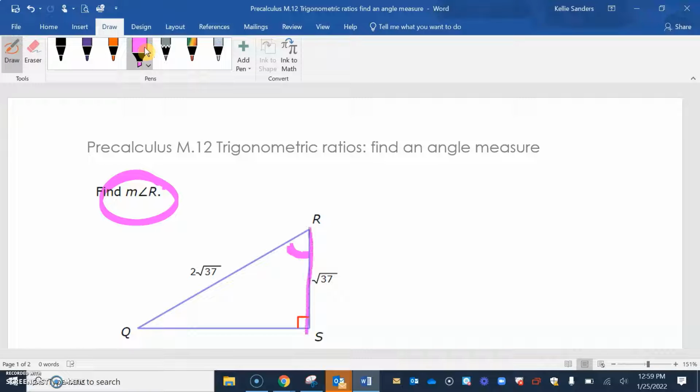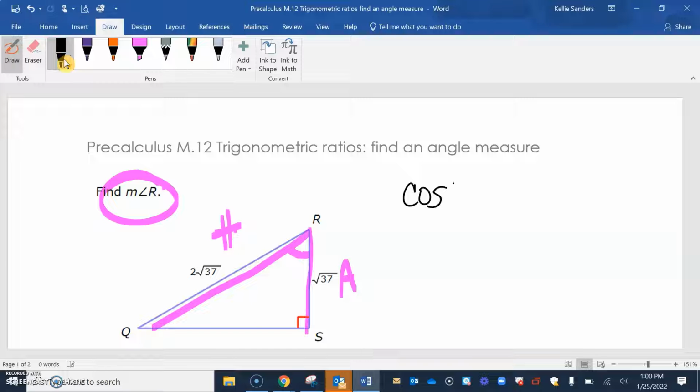And what did they give us? They gave us these two sides. So what are they in relationship to angle R? This is adjacent and this is hypotenuse. So we're going to use cosine. So cosine of angle R, that we don't know, equals adjacent over hypotenuse.